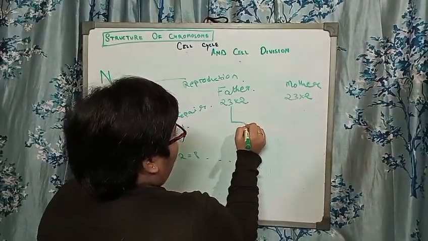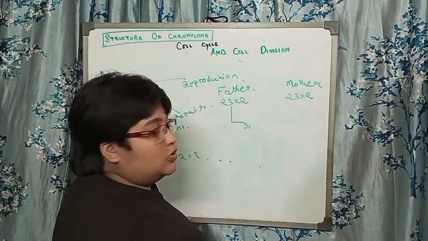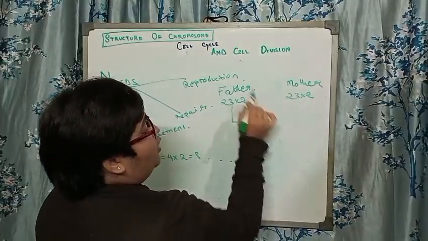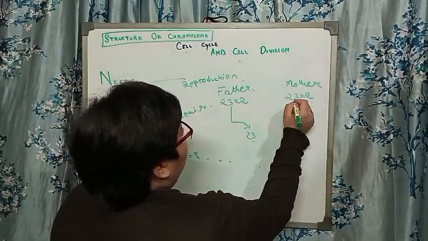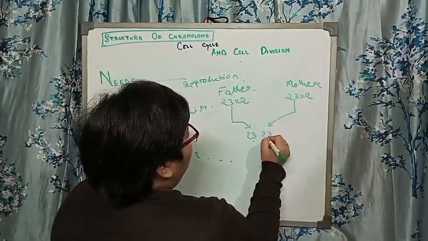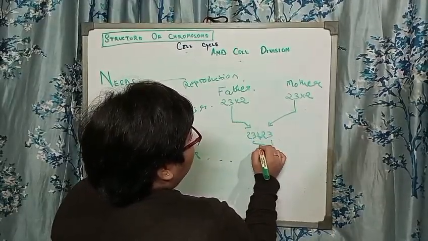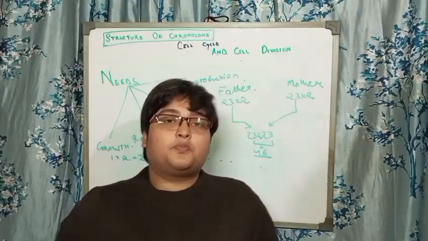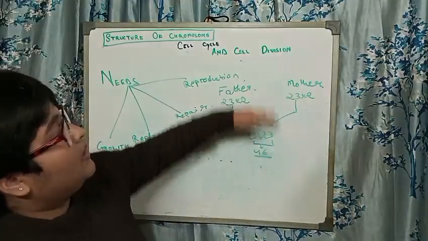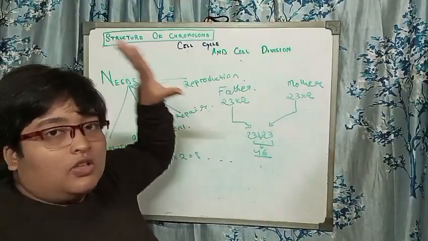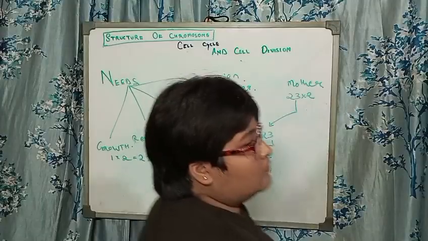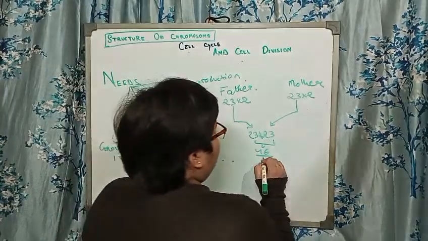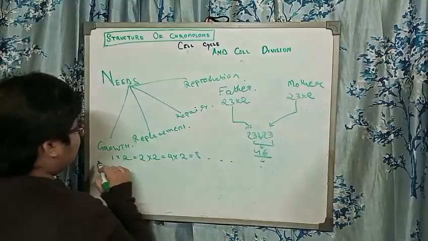The father will donate half of his chromosomes, that is 23, not into 2. That means out of 46 he will give 23 chromosomes, and the mother will also provide 23 chromosomes. Together this makes 46 chromosomes, which is the complete set of chromosomes present in humans. Of course, what I am discussing is related to humans. Thus, this forms a new baby. This is the zygotic cell which I was talking about.